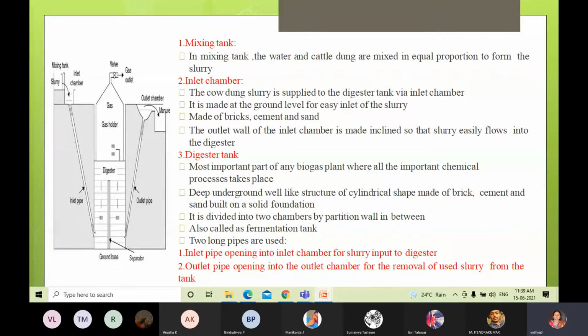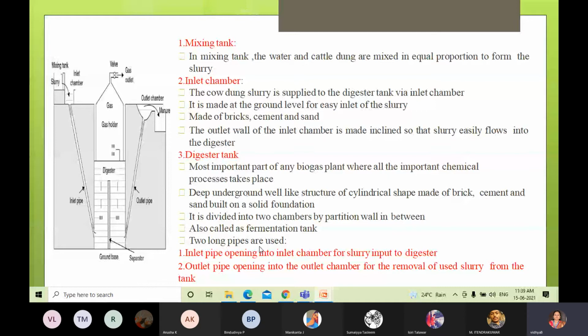Okay, you can observe here it is divided into 2 chambers. Here is one chamber, this is the second chamber. In the middle there is a separator or wall, a partial wall in between them. Also, the digester tank is also called the fermentation tank.